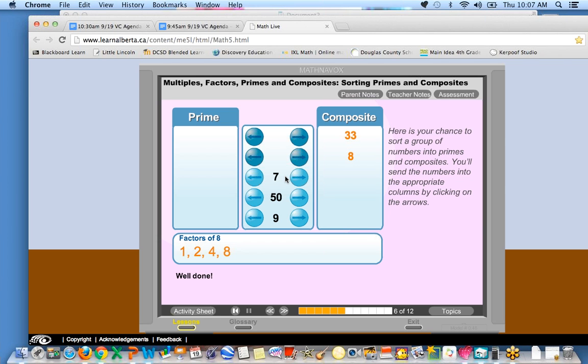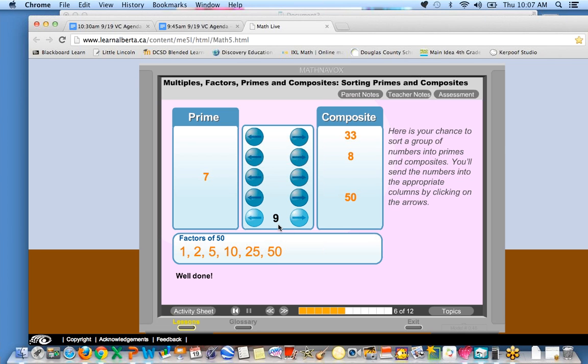So 1 times 7. Yep, there's nothing else I can multiply in order to get 7, so it has to be prime. Okay, 50 is pretty easy. Prime or composite? Yeah, there's lots of things you can multiply together to get 50, definitely.